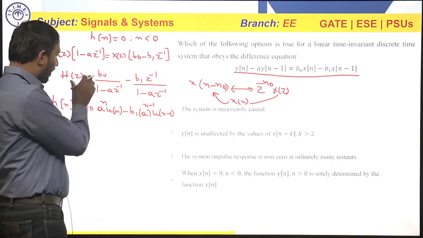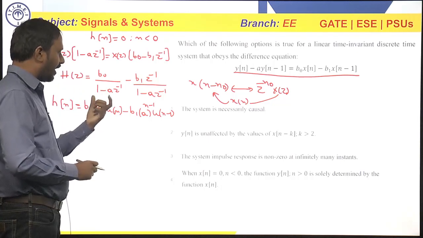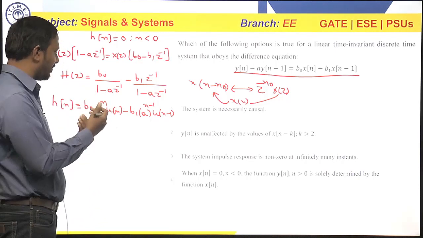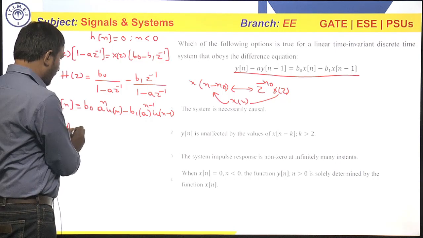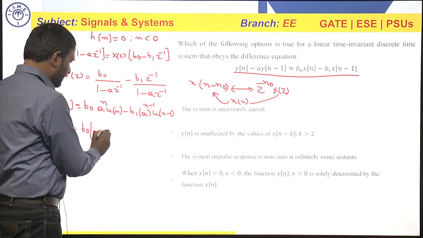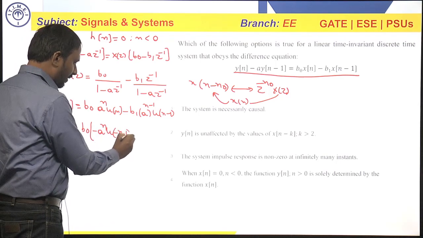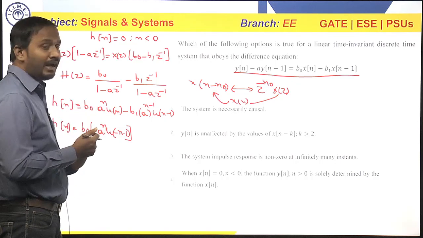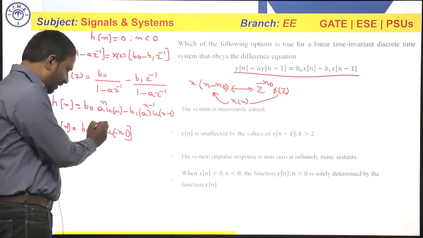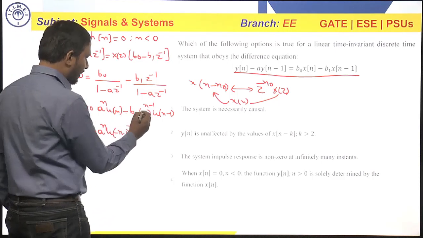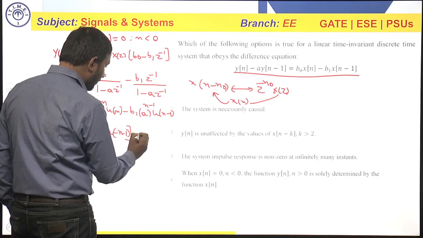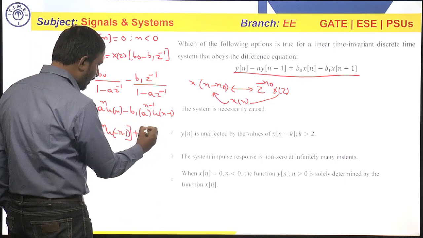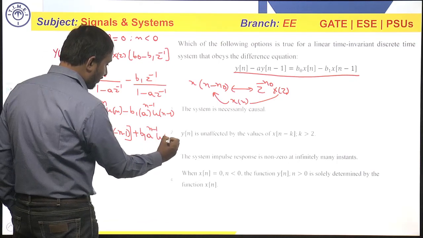Now this is the impulse response considering the ROC to be mod Z greater than A. Here if you take the ROC to be mod Z less than A, inside the pole, the same h of n becomes minus B0 into A power n u of minus n minus 1, because we know that A power n u of n and minus A power n u of minus n minus 1 will have the same Z transform, but they differ in ROC. The ROC for the first one is mod Z greater than mod A, whereas the ROC for this one is mod Z less than mod A. For the second term, utilizing the same concept, plus will come because we are going to take the inside ROC, and B1 A power n minus 1 u of minus n will come.